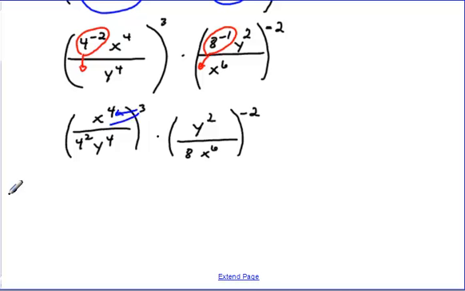Okay, so I'm going to share the 3 to everything. I'm also going to go ahead and share that negative 2 to everything.